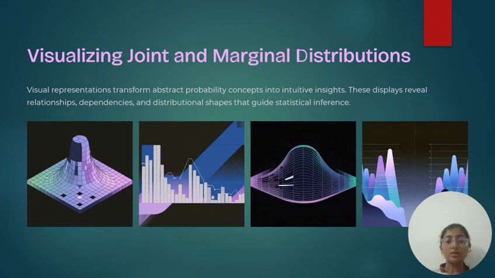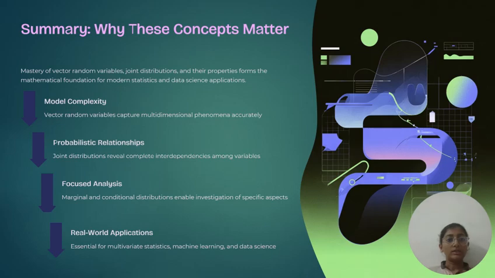These approaches are widely used in statistics, data science, and machine learning for understanding model structure and guiding decision making. The summary of this concept: joint distributions and their properties form the mathematical foundation for modern statistics and data science applications. They help in modeling complexity, as vector random variables capture multidimensional phenomena accurately.